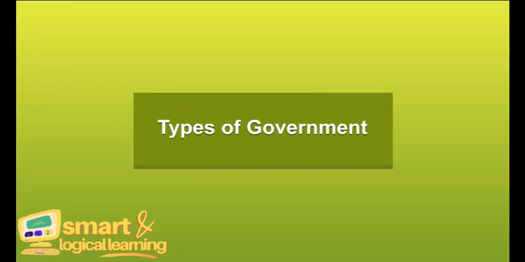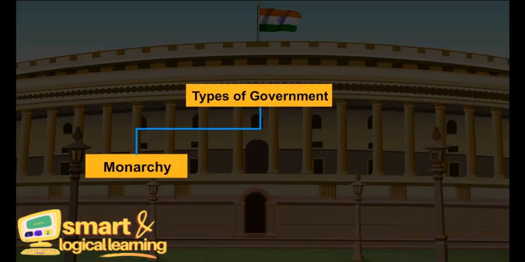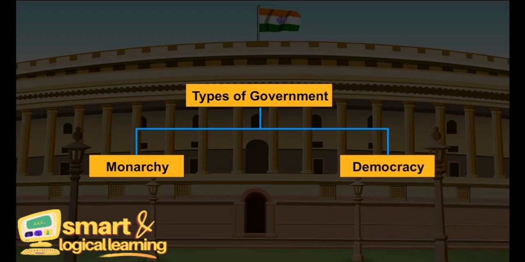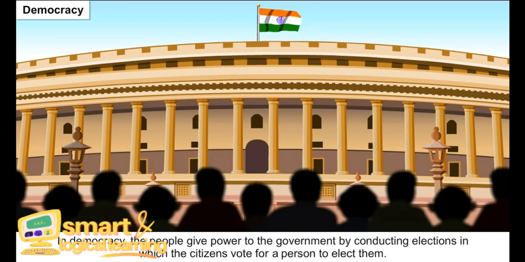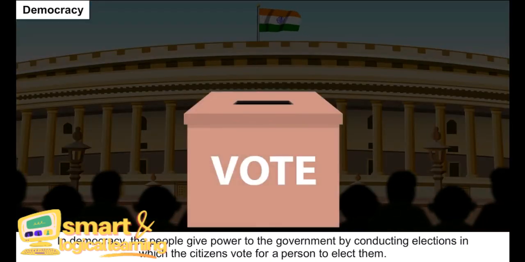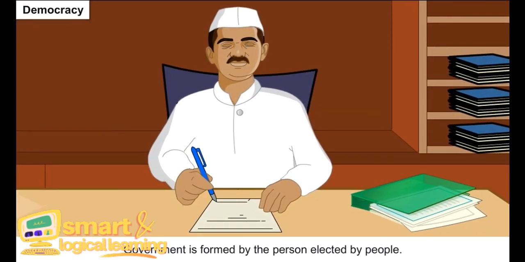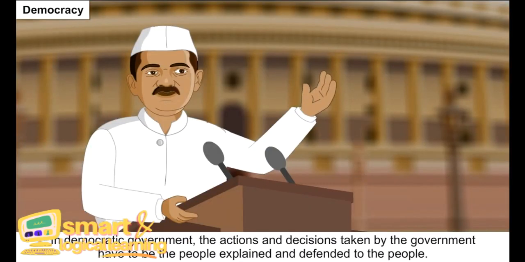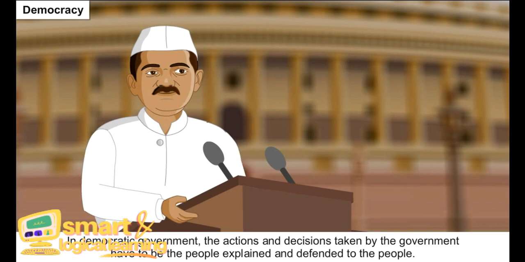Types of government. The government is of two types: monarchy and democracy. Democracy. In democracy, the people give power to the government by conducting elections in which the citizens vote for a person to elect them. Government is formed by the person elected by people. In a democratic government, the actions and decisions taken by the government have to be explained and defended to the people.